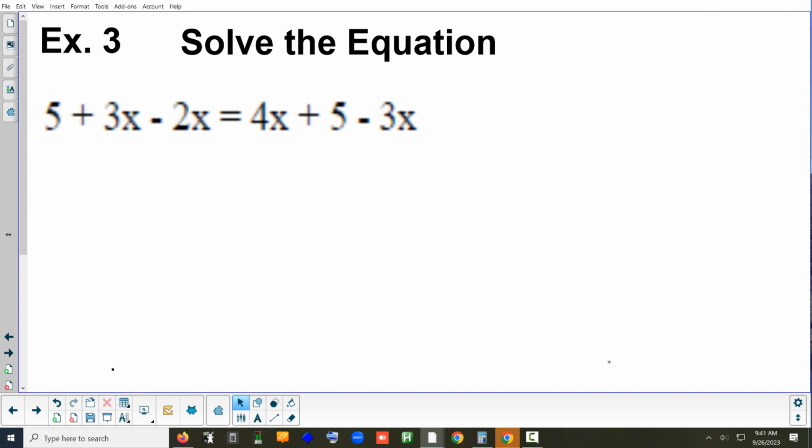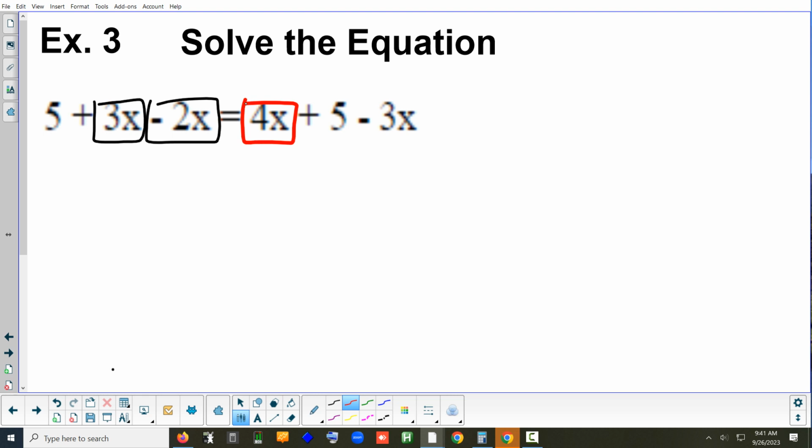Okay, so we said we do have simplifying to do, no distributive property, but we do have like terms. What are my like terms on the left? Yep, 3x and -2x. So we're going to combine this and that. And what about my like terms on the right? Yeah, 4x and -3x.